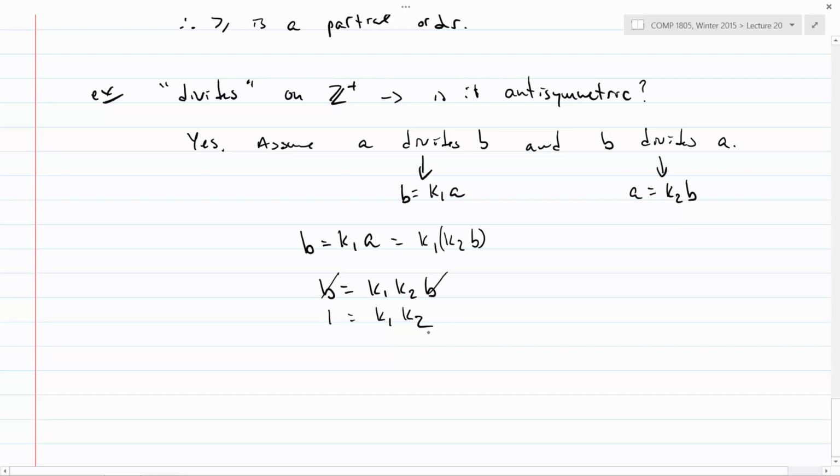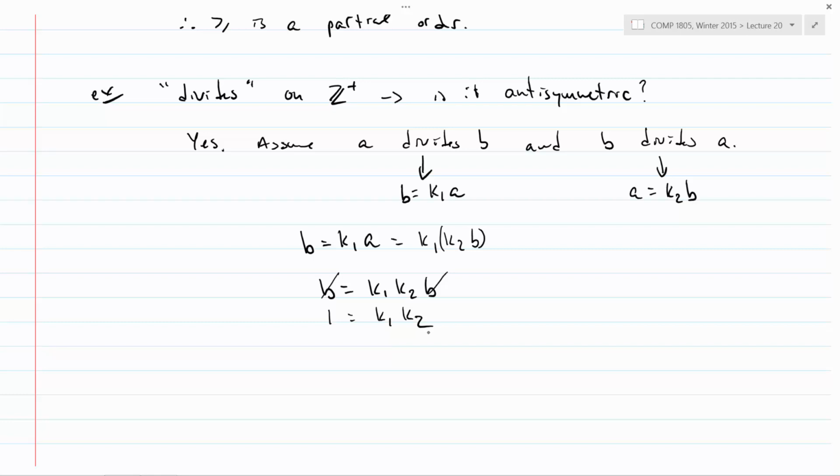All right, so if K1 times K2 is 1, what do I know about K1 and K2? They can't both be positive. Why not? Or they have to. The only possibility is that it's going to be 1 and 1. Right, so why is that? Because if you multiply two positive integers, you'll get a positive integer that's greater than both of them, unless it's 1 and 1. Okay, so you're on the right track.